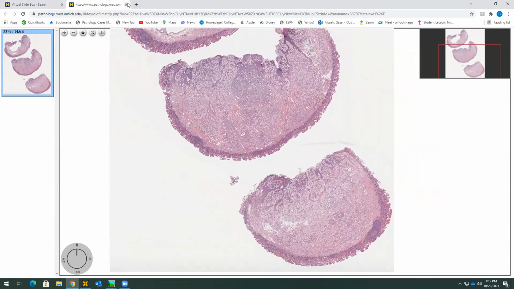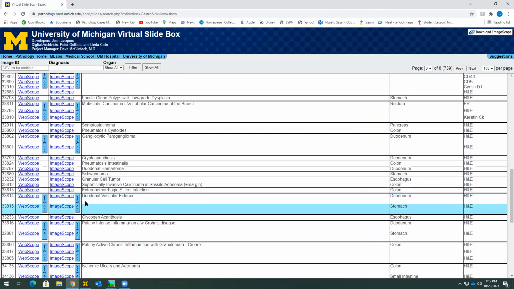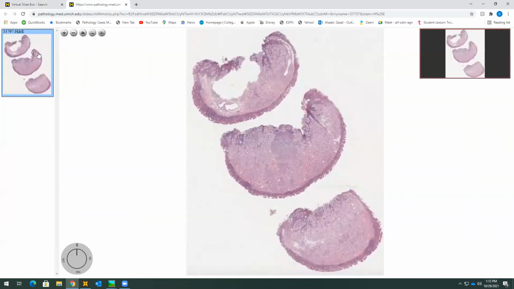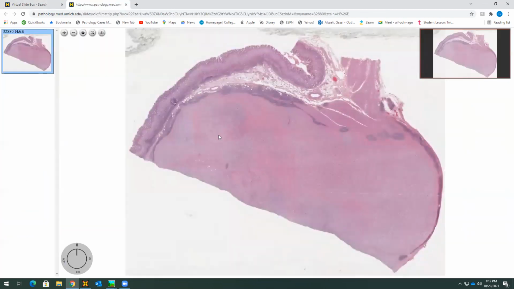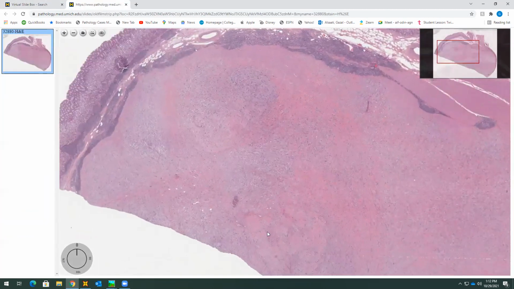All right. Let's close this and move on to this one, right? Yes. So no, we did this already. Okay. We are doing Schwannoma. Okay, location. Let's look.